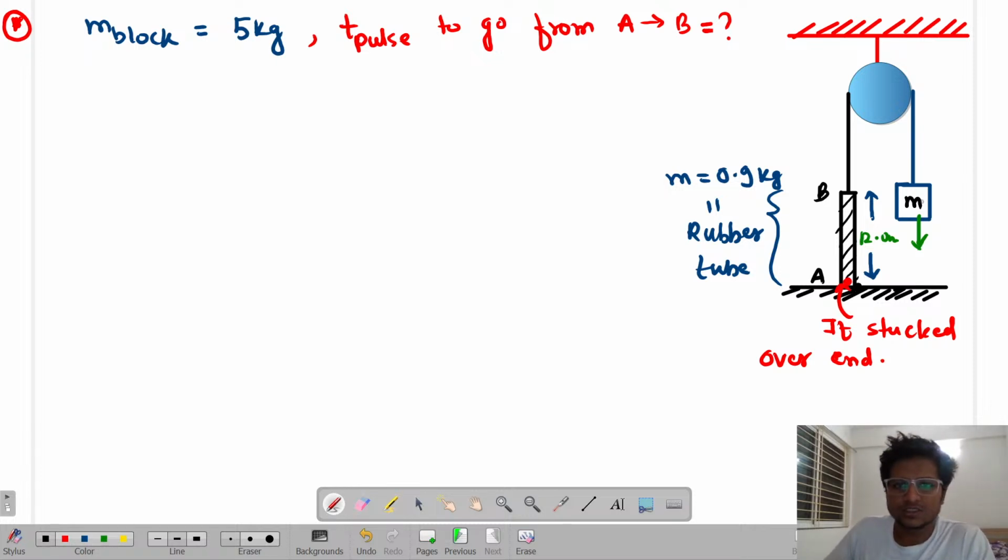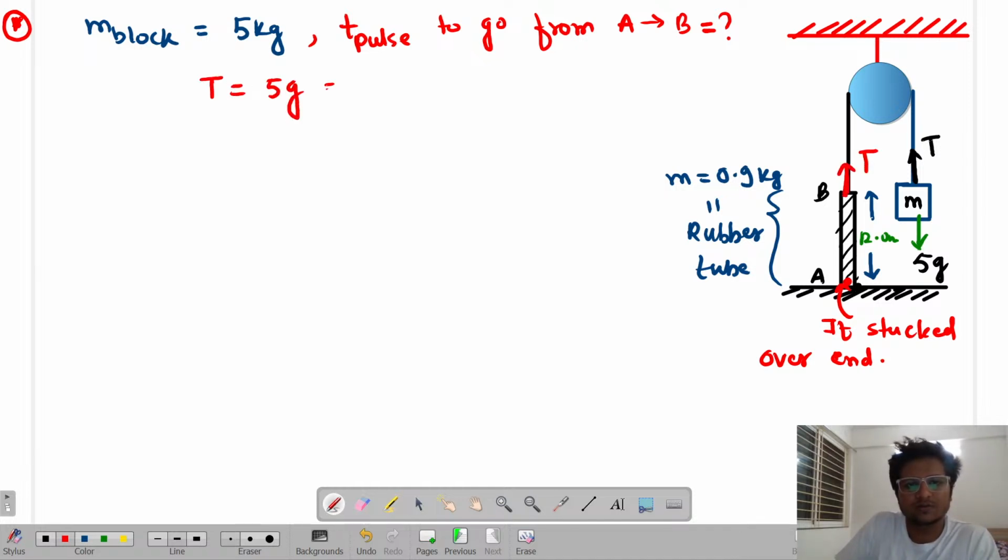So this is my mass M. The mass of the block is how much? 5 kg. So the downward weight will be how much? 5g, isn't it? And that will be balanced by my tension T. If this is fixed, then we know that the same tension T will be up here. So T is equal to how much? 5g, which is 50 Newton. Are you able to get me or not?